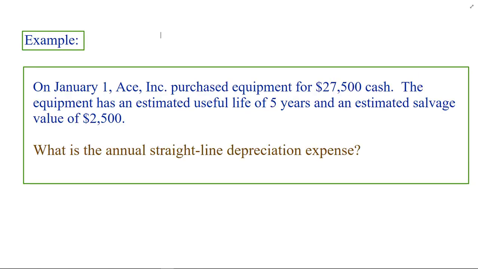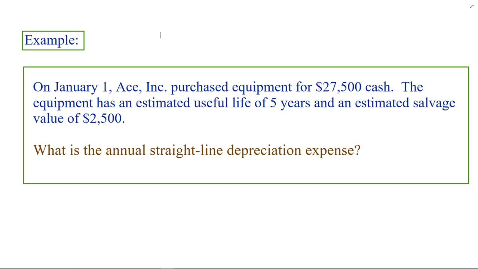Students, in this example that we are going to elaborate, we are going to discuss the straight line method of depreciation with the help of a numerical example. The example is that on 1st January, ASIN Corporation purchased equipment for 27,500. Students, I'm requesting you to have a piece of paper and pen with you while I'm explaining, so you can write it down and note it.